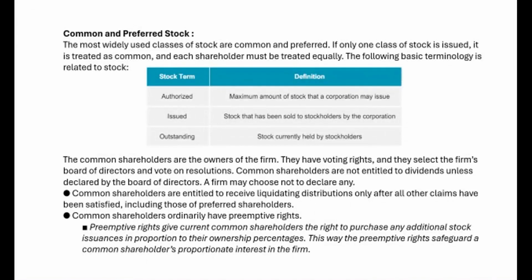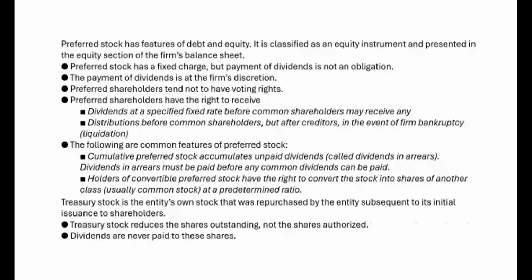Preemptive rights give current common shareholders the right to purchase any additional stock issuances in proportion to their ownership percentage. This way, preemptive rights safeguard common shareholders' proportionate interest in the firm.